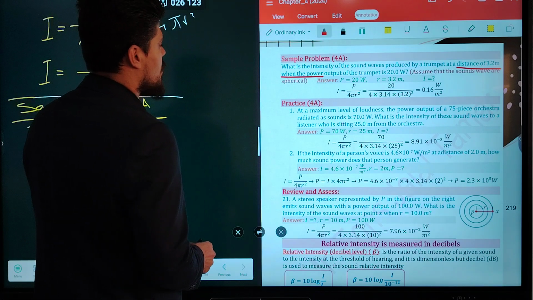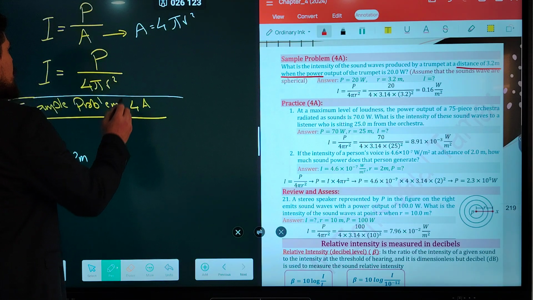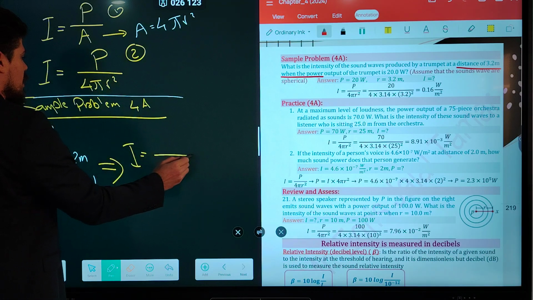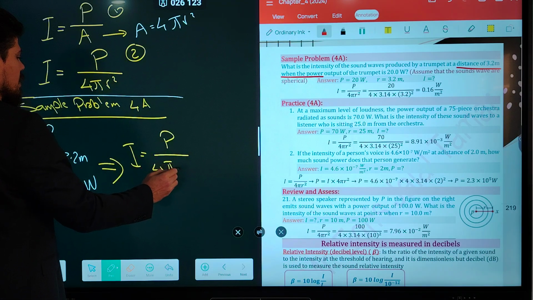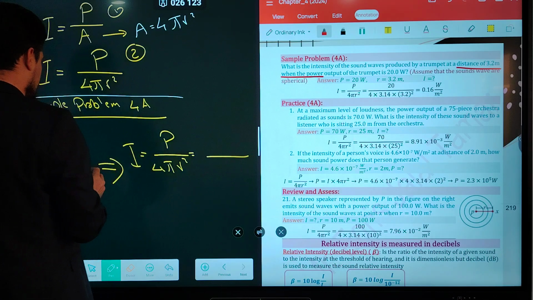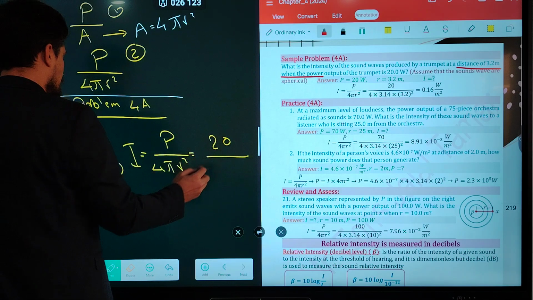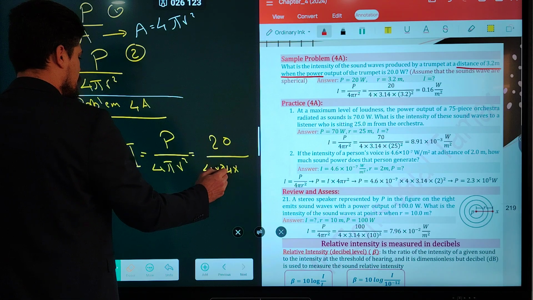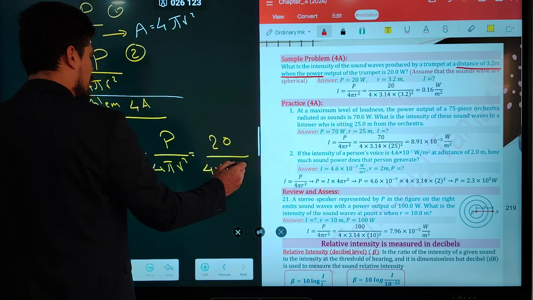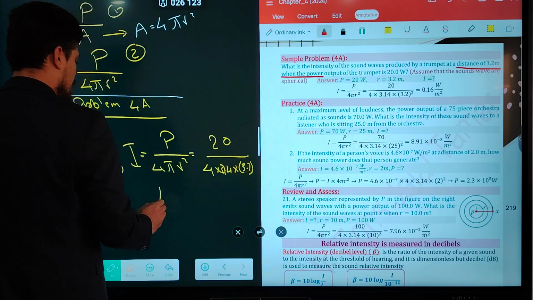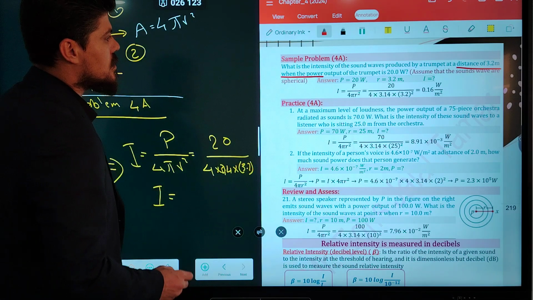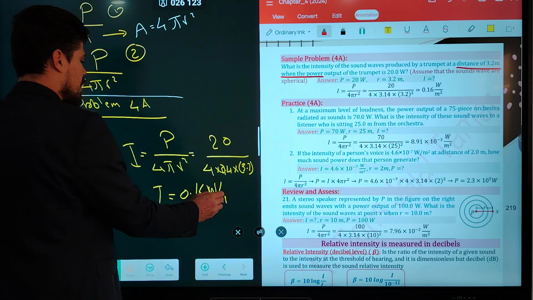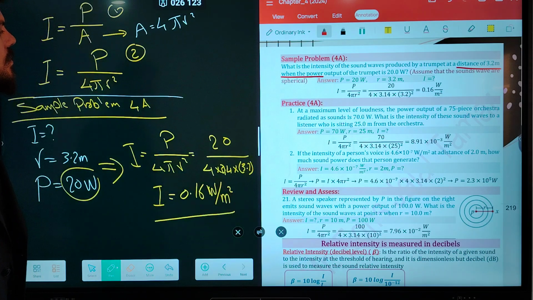The area of a sphere is 4 pi r squared. Guys, which equation can be used, equation number 1 or 2? Equation number 2, because intensity is equal to power over 4 pi r squared. Do we have power? Yes, it was given, 20. Too easy a question. 4 times 3.14 times r, which was given as 3.2 squared. Intensity is equal to 0.16 watt per meter squared.